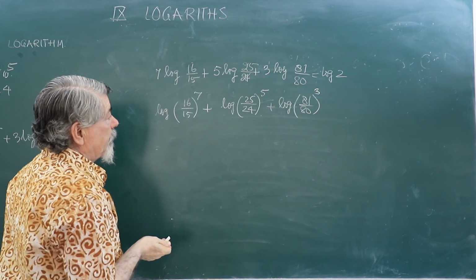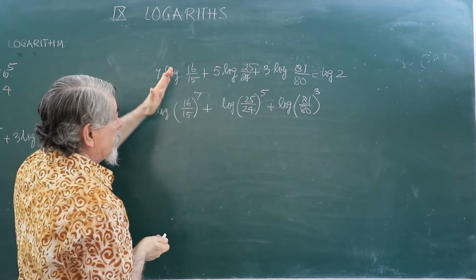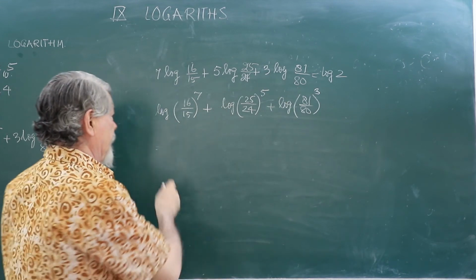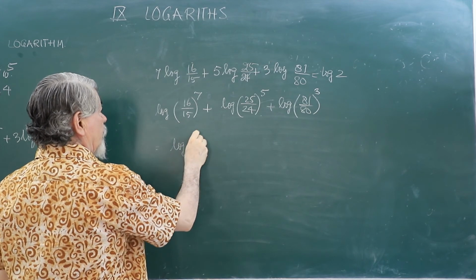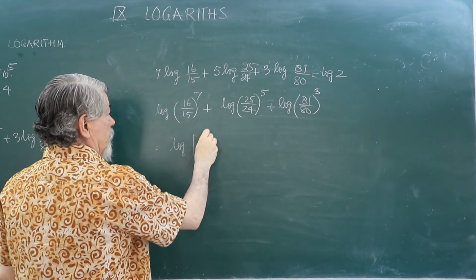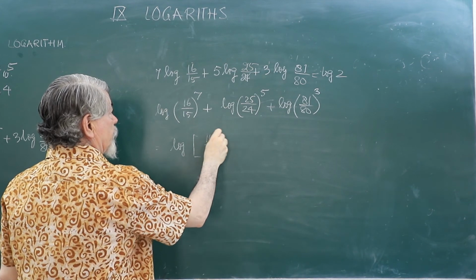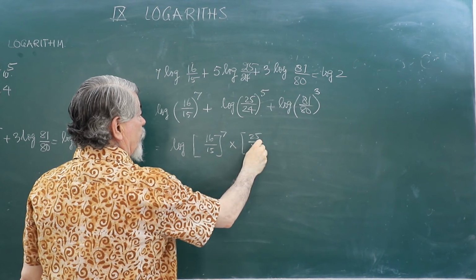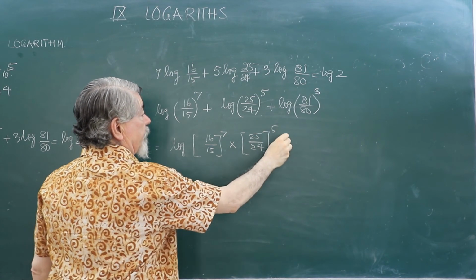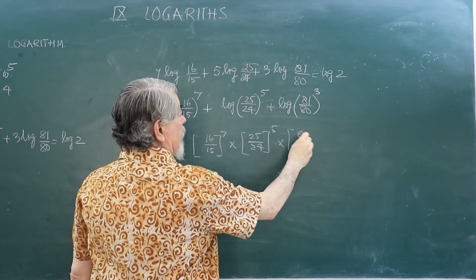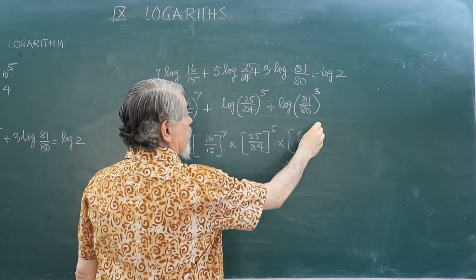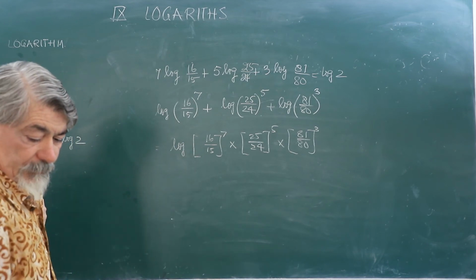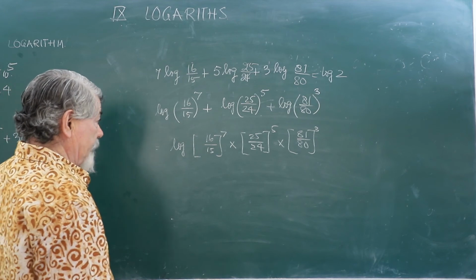Now it is log A plus log B plus log C, so it can be multiplied. That is log 16 upon 15 to the power 7 into 25 upon 24 to the power 5 into 81 upon 80 to the power 3. What we have done is we have multiplied it.